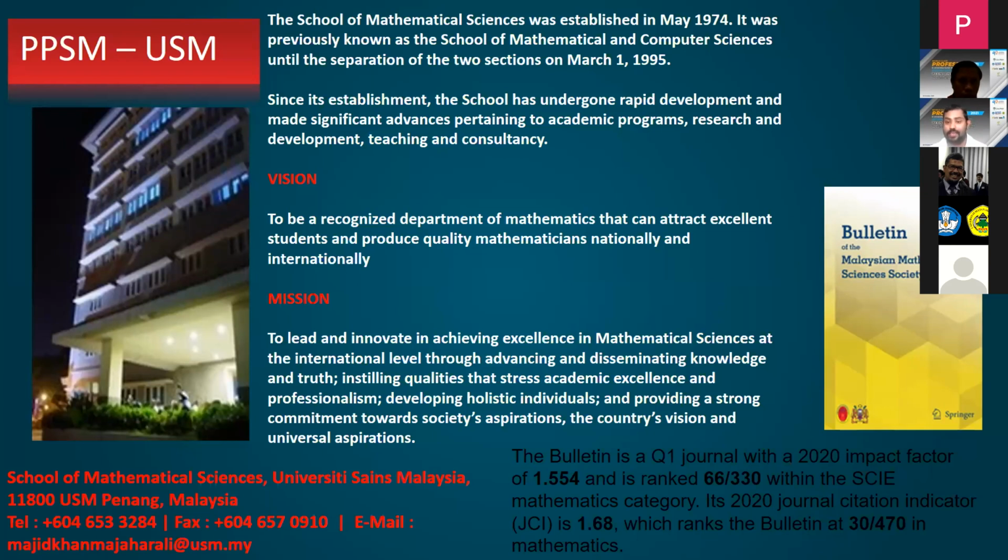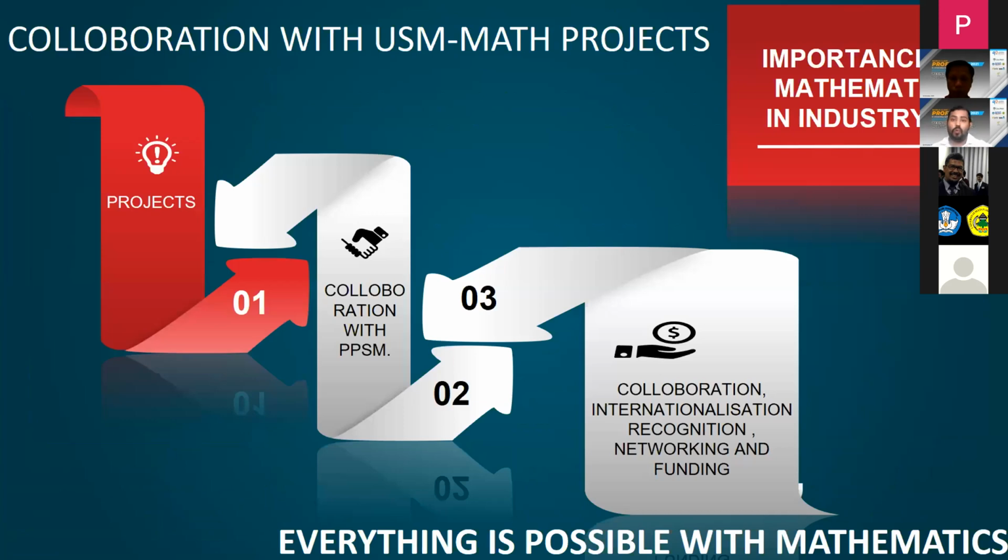And currently we just received the impact factor of 1.68, which ranked the bulletin at 30 from 470 journals in mathematics. So please come. So why do we need collaborations, especially with the mathematics department or USM?